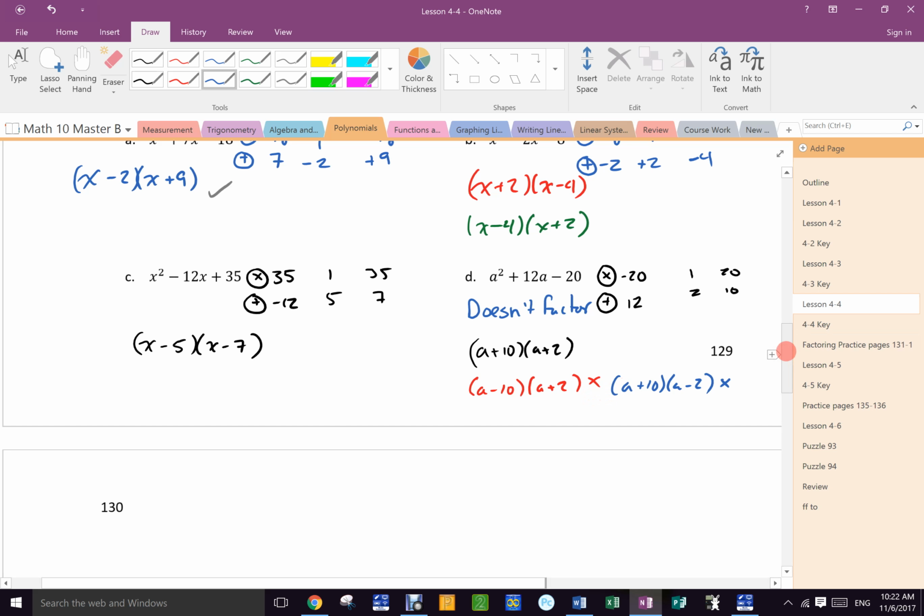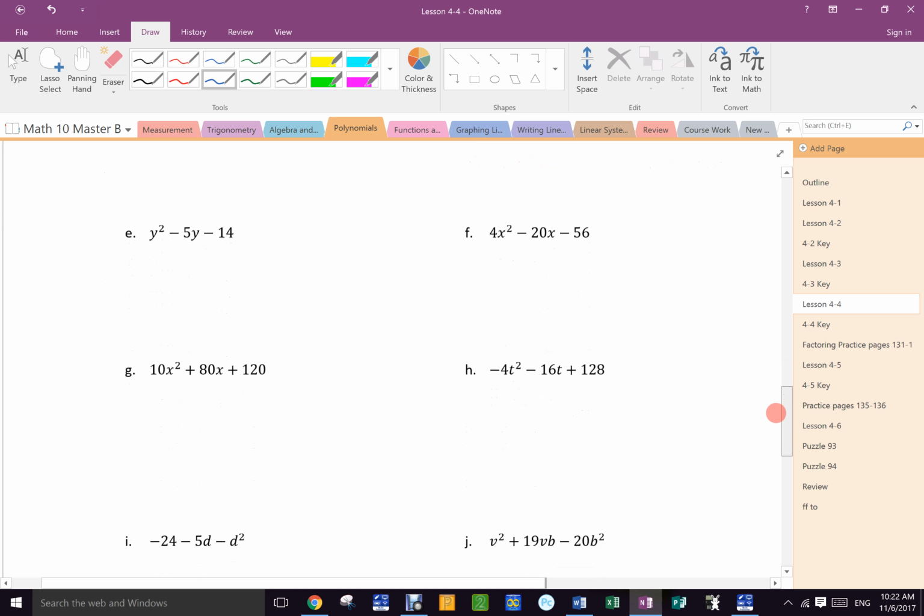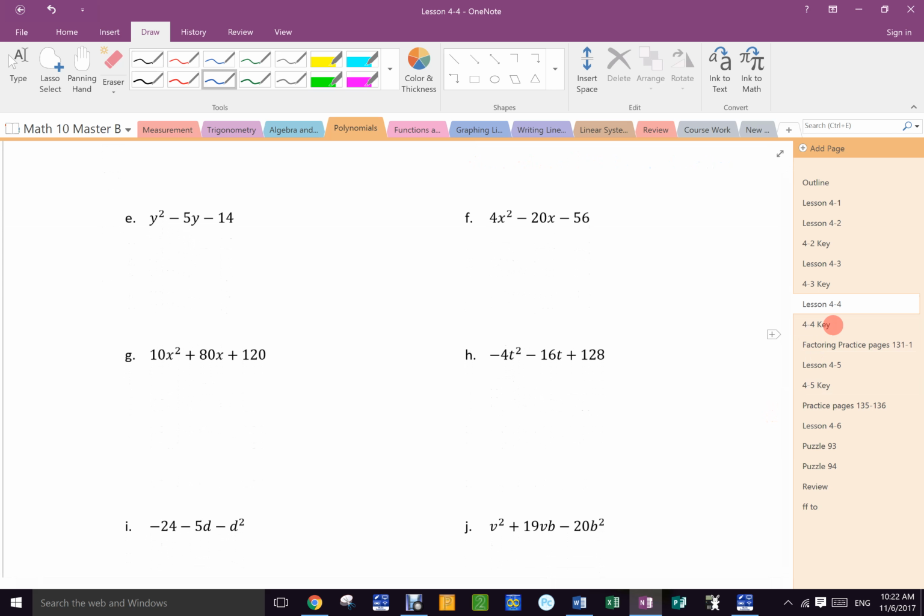Okay. Turn the page over. I want you to try E on your own. Because E does work. Everybody try E, and then we're going to talk about F.